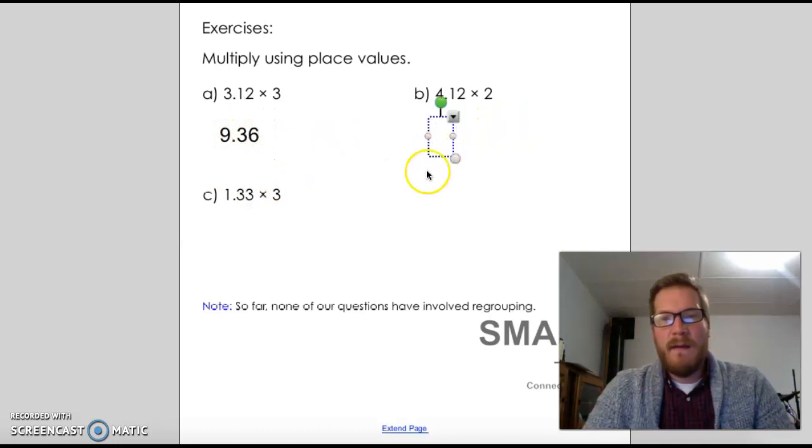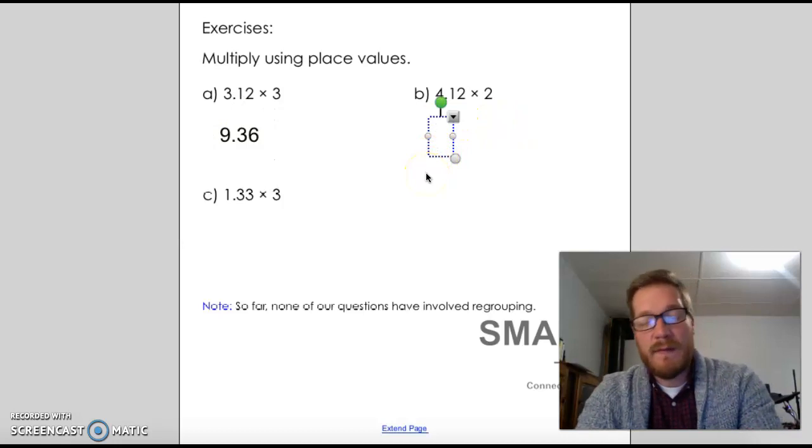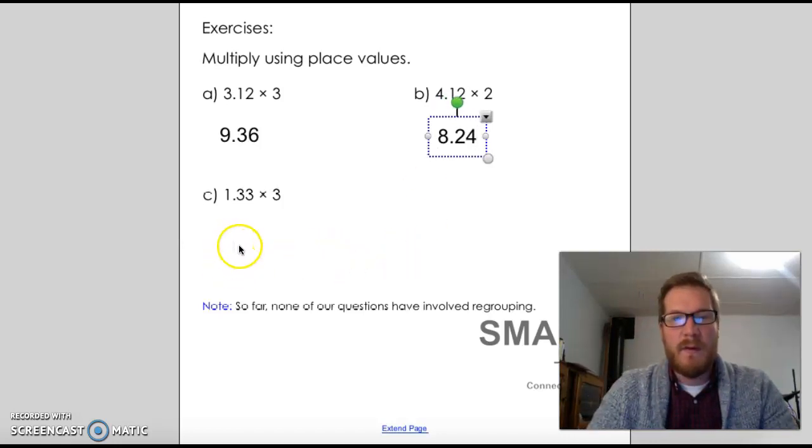Over here, 4.12 times 2. 4 times 2 would give us 8 ones. 1 times 2 would give us 2/10. And 2 times 2 would give us 4 hundredths. So we'd end up with 8.24.